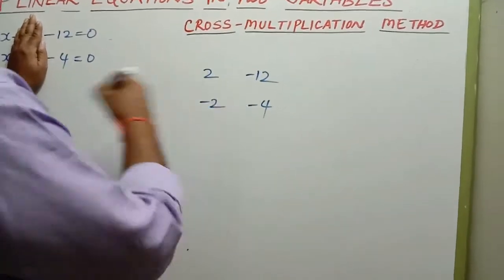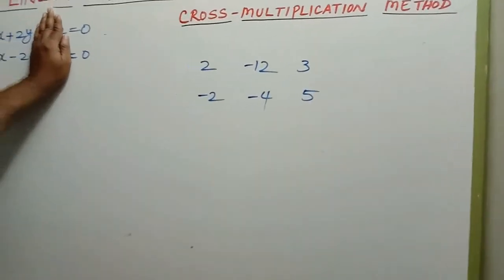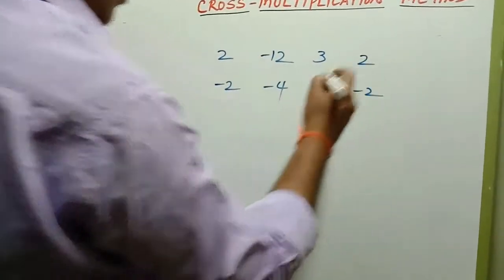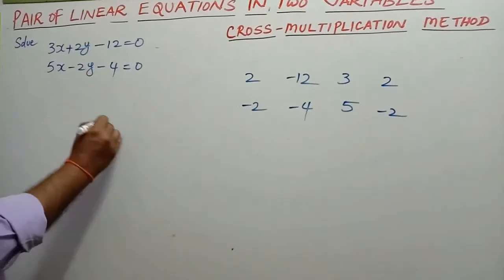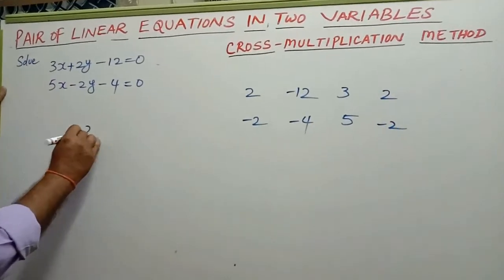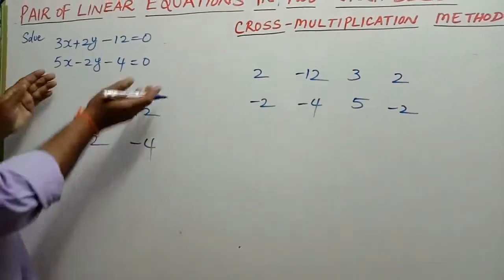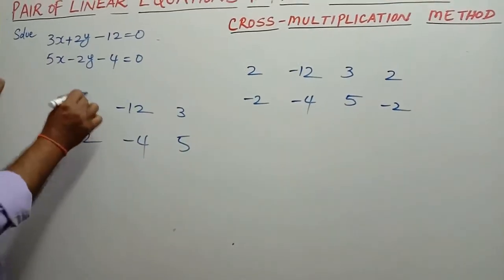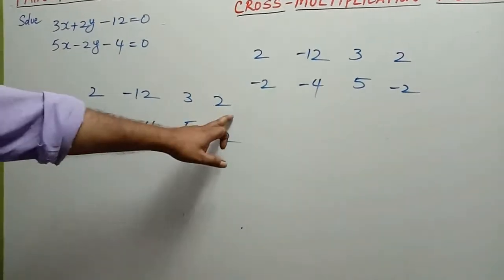Next, the x coefficients: 3, 5. Start from the middle term, that is the y coefficients, 2, minus 2. Then minus 12, minus 4. Again you go to the first term, 3, 5. After that, what is there in the first will be the same in the last also: here 2 comma minus 2, here also 2 comma minus 2.